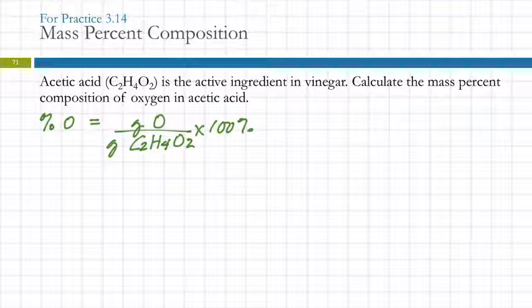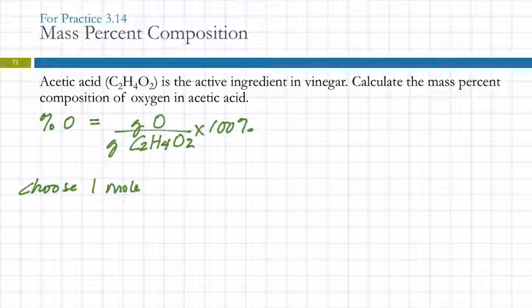They didn't give us any masses. So what we're going to do is we're going to say, well, what would be easy? What would be easy is to find the mass of 1 mole of this, right? The percent composition does not change if you have more or less sample. It stays the same. So we're going to choose 1 mole. So I'm going to find the mass of 1 mole of acetic acid.